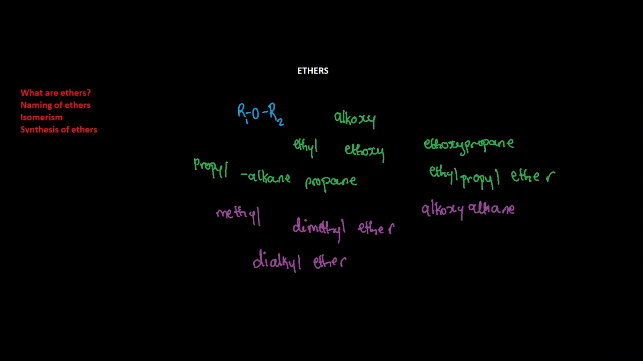Okay, this is how an ether is named. To re-emphasize it, first you start by considering the shorter alkyl group, and we name the shorter alkyl group as an alkoxy. Then we consider the longer alkyl group and we name it as an alkane. So in this case we have ethoxypropane.